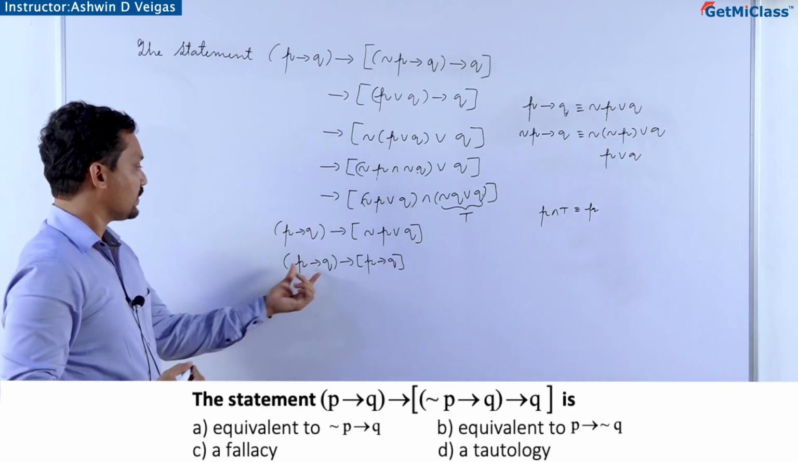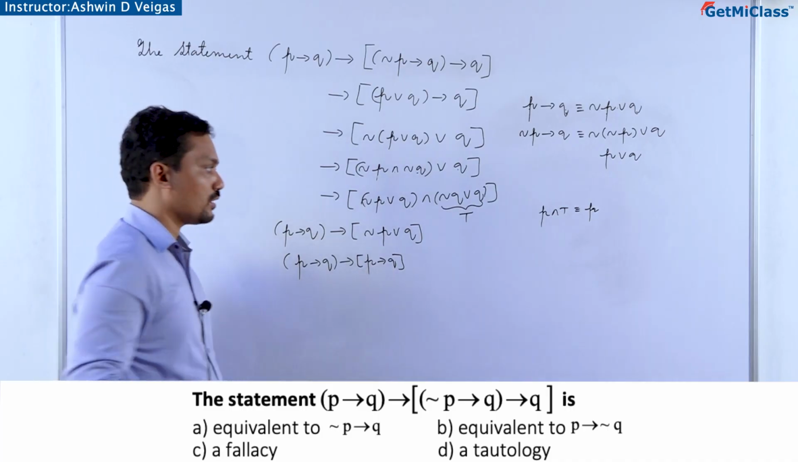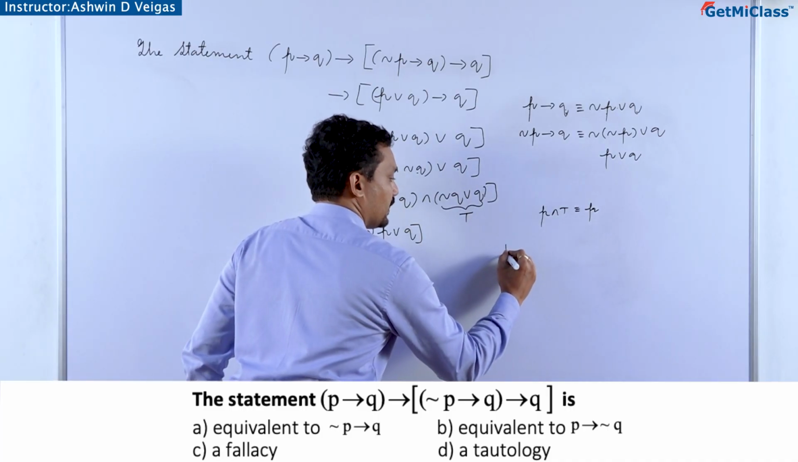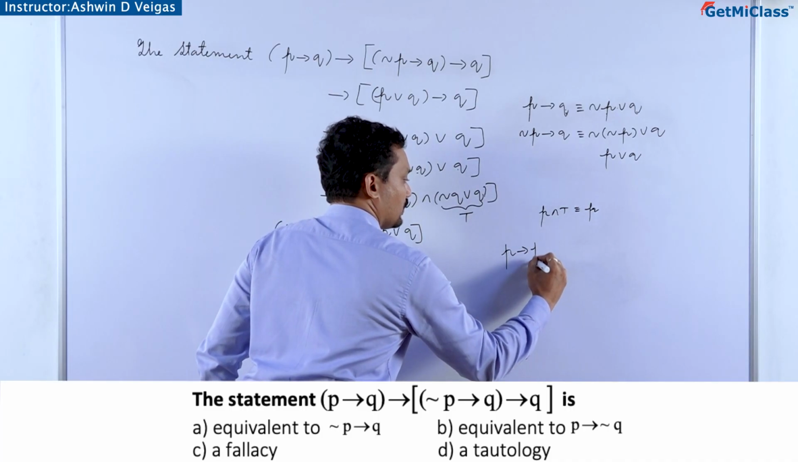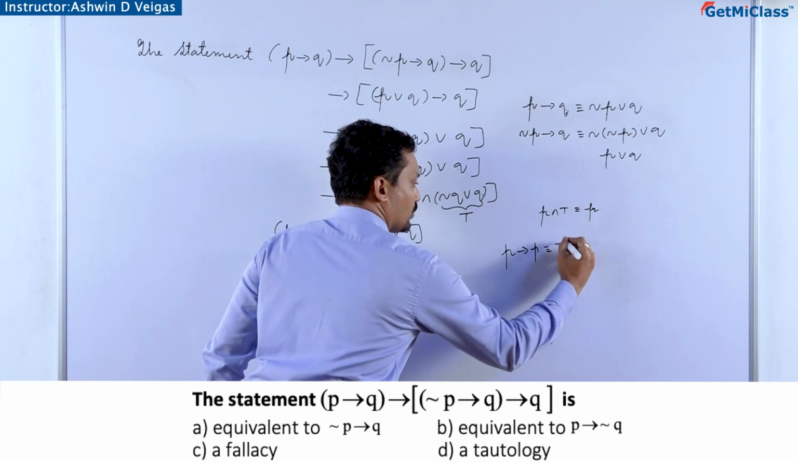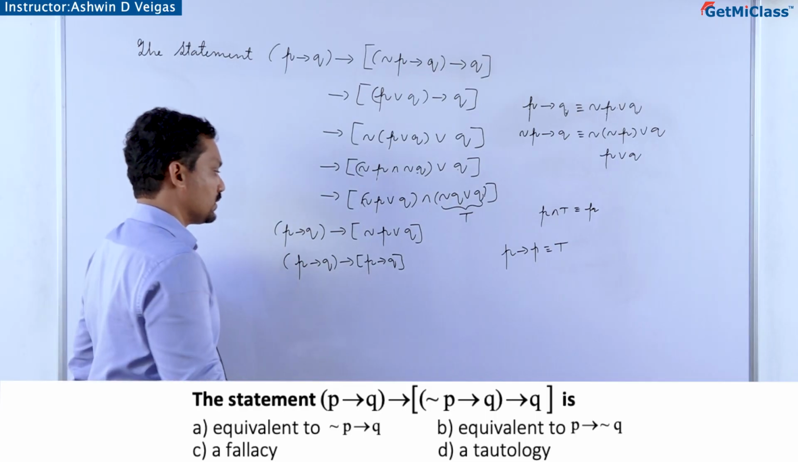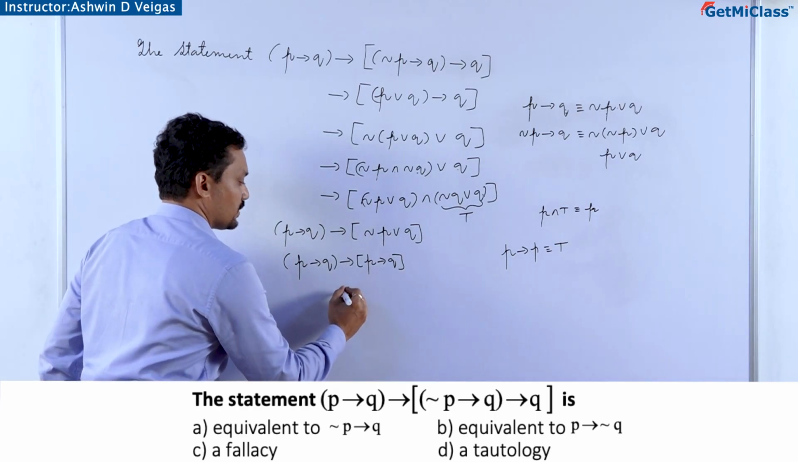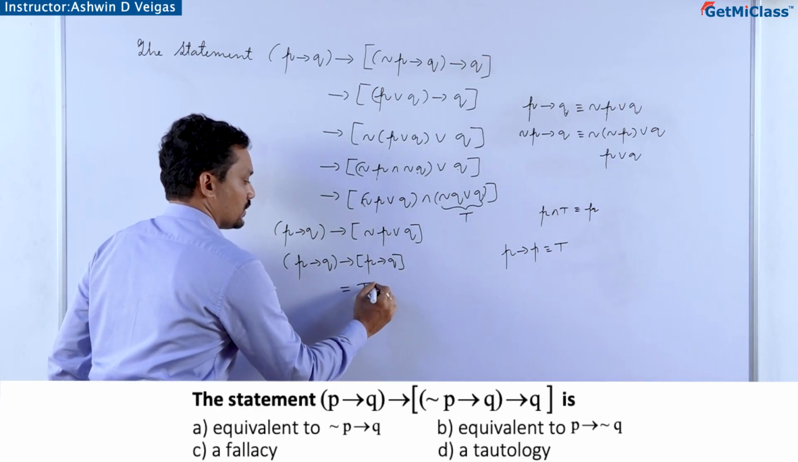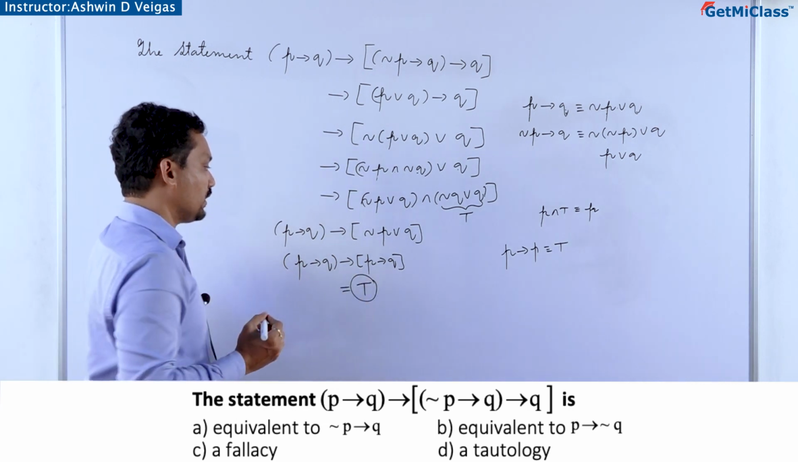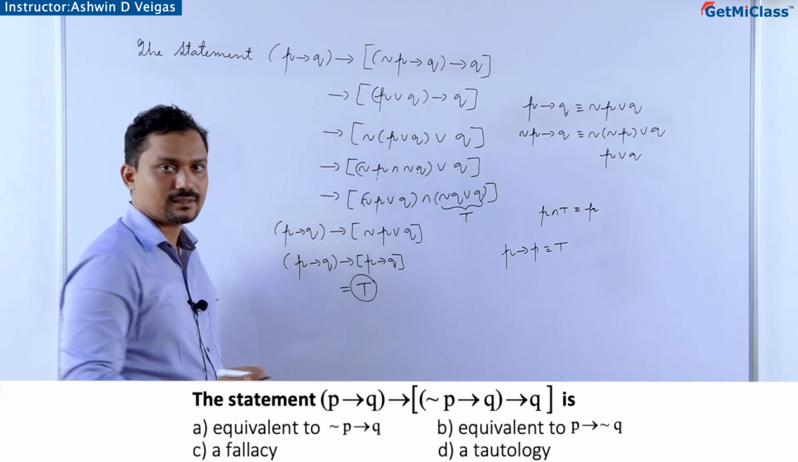And this is same as this, and always remember P then P is always equal to a tautology. P then P is always equal to tautology. So, therefore, this will become tautology. Yeah, therefore, option D is the answer.